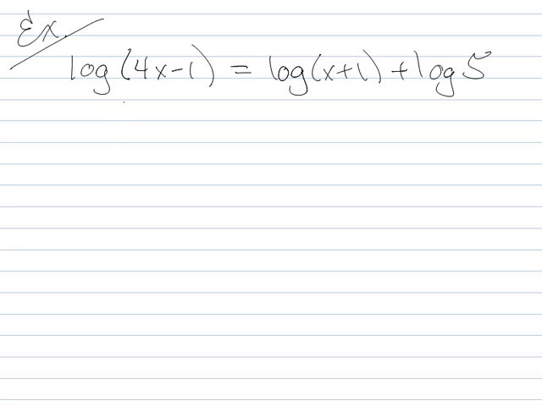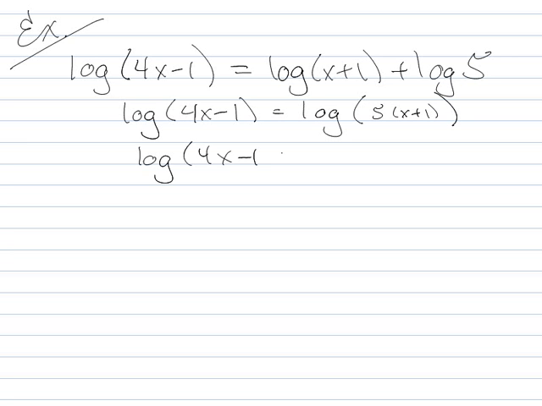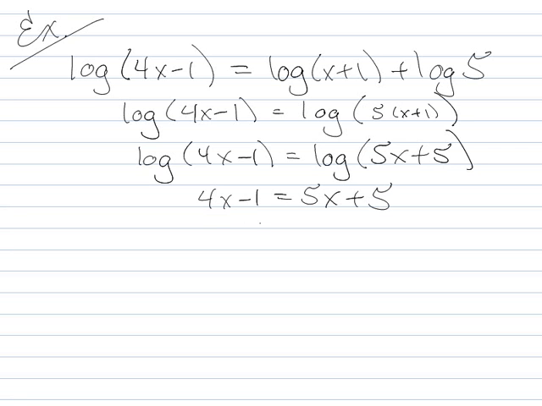So I'm good on the left. Got log 4x minus 1. Then log of, I can use the product rule. I'm going to go ahead and write that all out. Here's log of 5x plus 5. Set them equal to each other. Alrighty. Gonna move my x's over. Minus 1 equals x plus 5. I'm gonna move my 5 over. And I get x equals negative 6. Am I good to go?